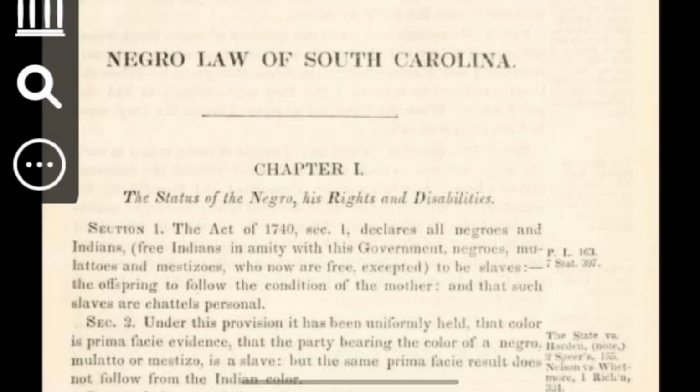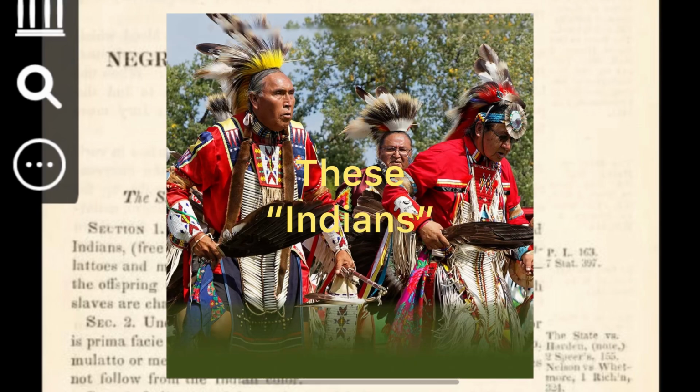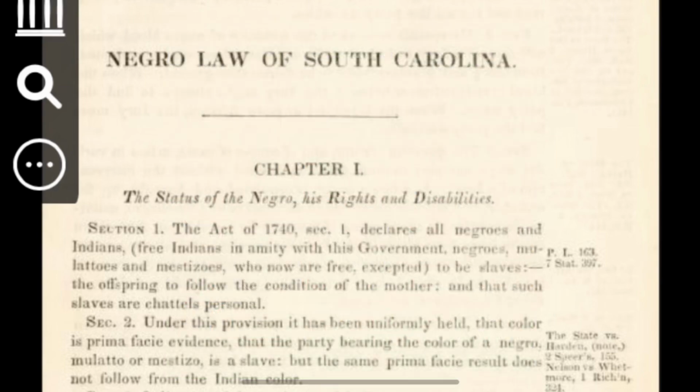Section 1, the Act of 1740, Section 1 declares all Negroes and Indians, free Indians in amity with this government, Negroes, mulattoes, and mestizos who now are free, excepted to be slaves, the offspring to follow the condition of the mother. The free Indians in amity with the government are the ones who the Commonwealth of Virginia gave reservations to. You still may be asking, how did they deem who was American Indian and who was Negro? Relax, I'm finna show you.